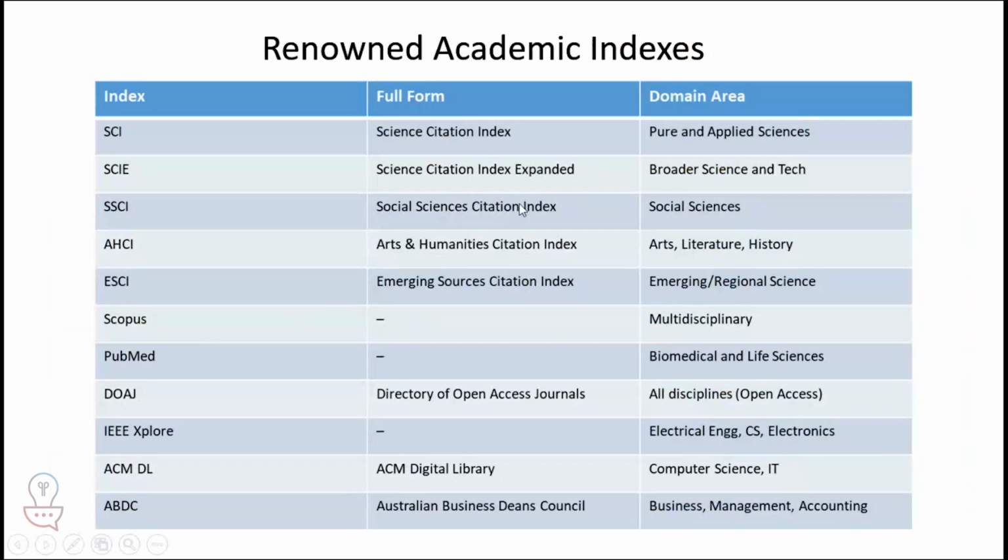There are various renowned academic indexes. You have already come across these indexing terminologies, I think. That is SCI, Science Citation Index, and the domain area is pure and applied sciences. Second index is SCIE, which is Science Citation Index Expanded, which covers broader science and technology. SSCI is for the social sciences domain area. ESCI, the Emerging Sources Citation Index, is for emerging regional science. Scopus is for multidisciplinary. One important indexing is DOAJ, which is the Directory of Open Access Journals. This supports all discipline publications.